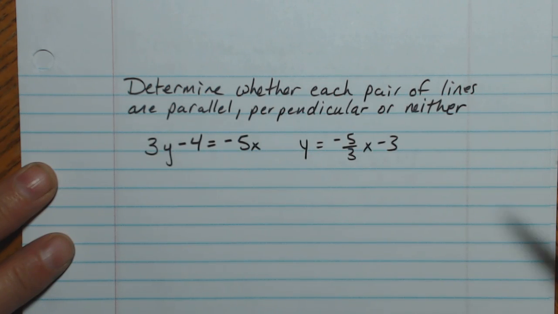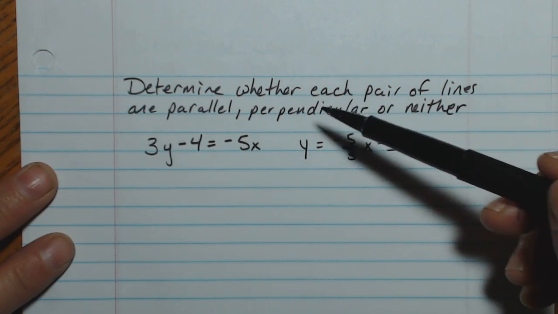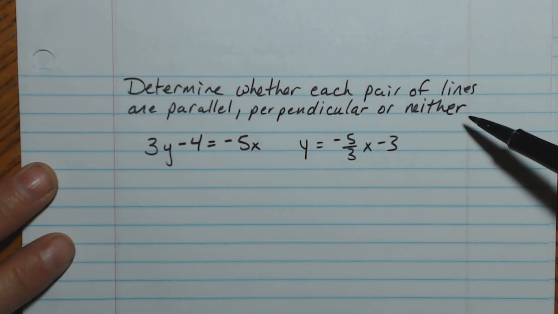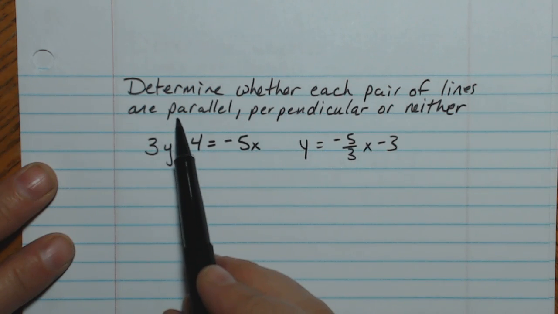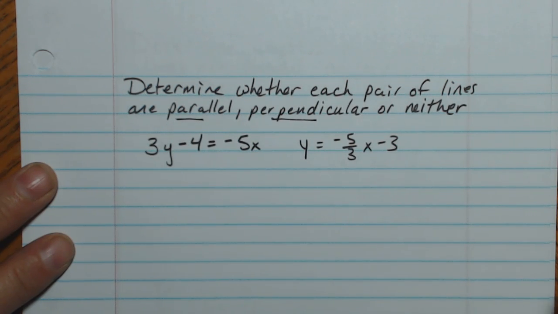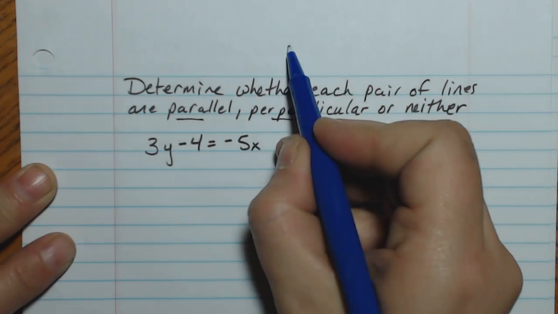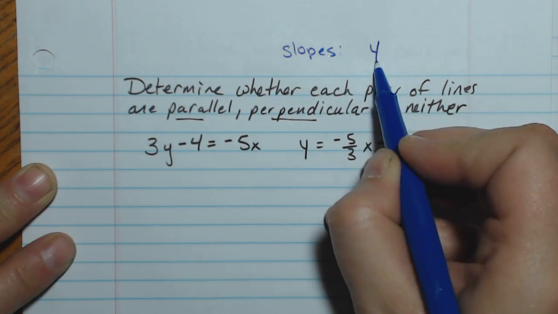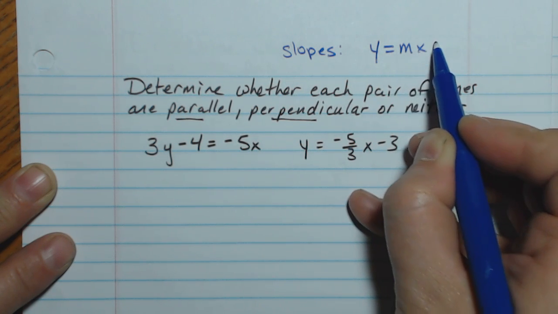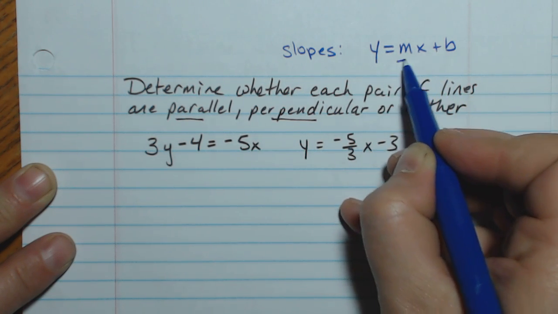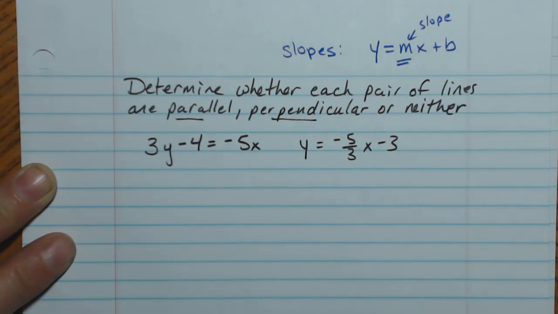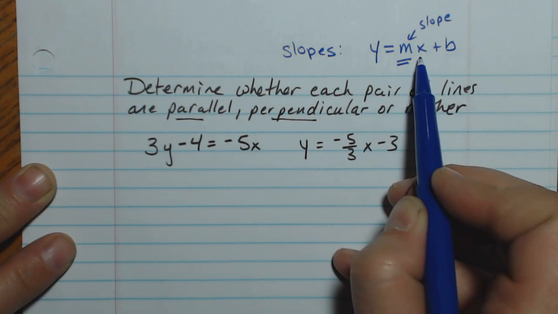In this video, I'm going to do several problems that have the directions determine whether each pair of lines are parallel, perpendicular, or neither. I know when I'm thinking of determining if lines are parallel or perpendicular, I need to think about their slopes. So I need to find the slopes of the lines and be able to compare them. And I know if I put the line in the form y equals mx plus b, the slope-intercept form, I will be able to read the slope right from the equation. The slope will be the coefficient of the x term.